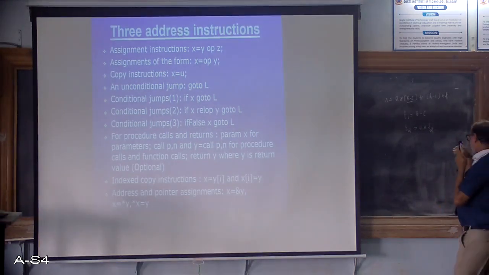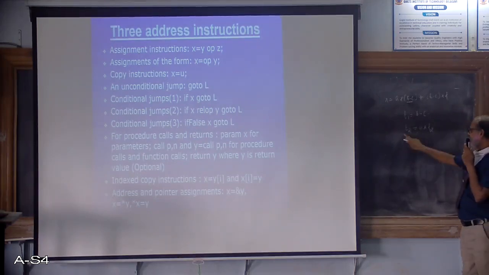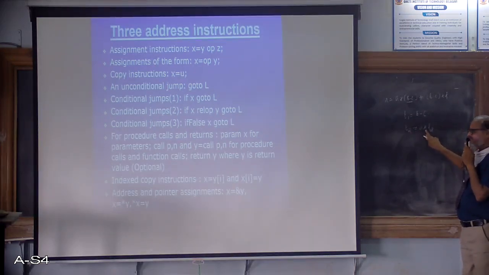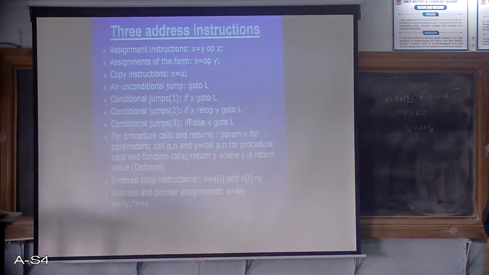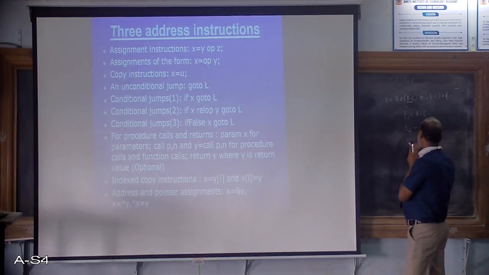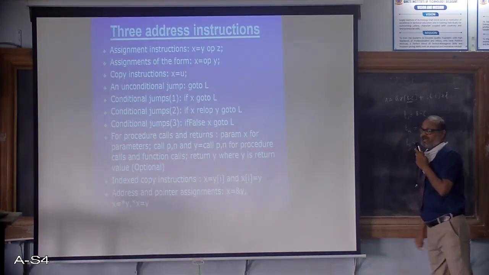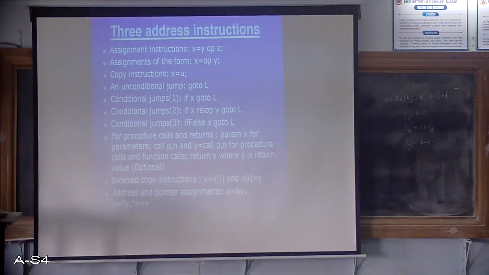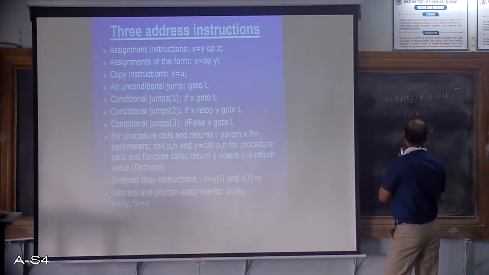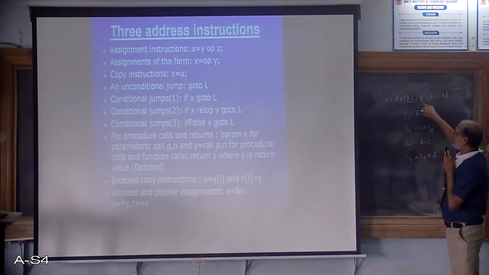Similarly, t2 equal to a into t1 has three addresses. This is not a memory reference, and there is only one operation, that is multiplication. There are two compiler generated temporaries and one programmer defined name. So it is a three address code of type assignment instruction. Before this operation is done, the right part is evaluated. Again b minus c is evaluated in some temporary, so t3 equal to b minus c is my next three address code. Then the value of t3 is multiplied with d in some temporary, so t4 equal to t3 into d. This is the operation that is evaluated at the end.